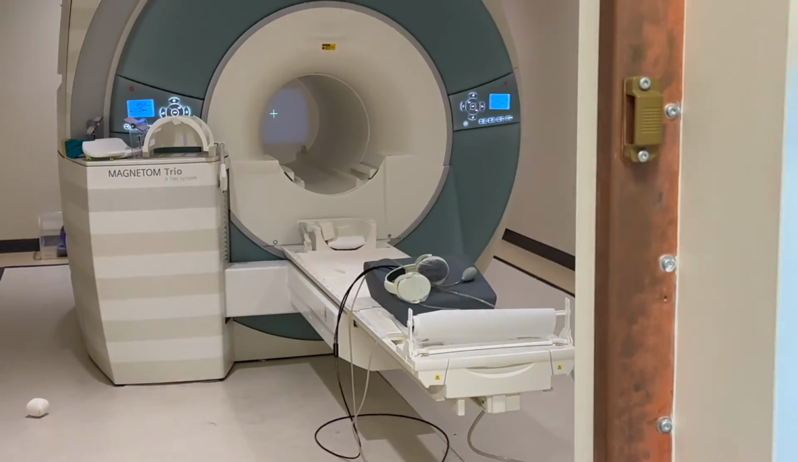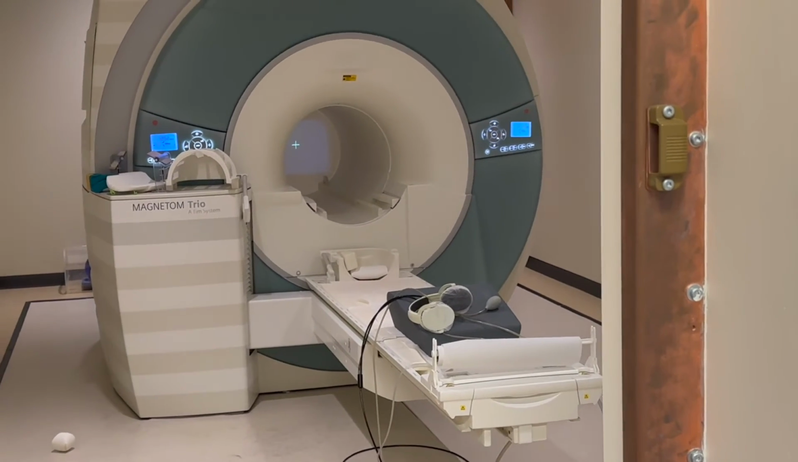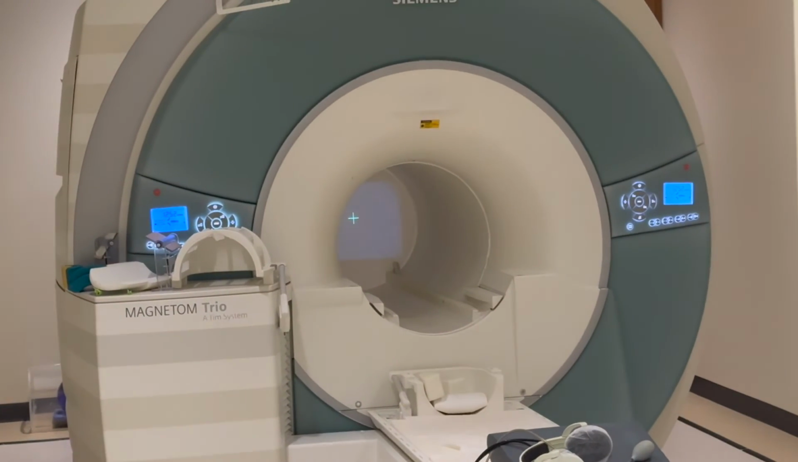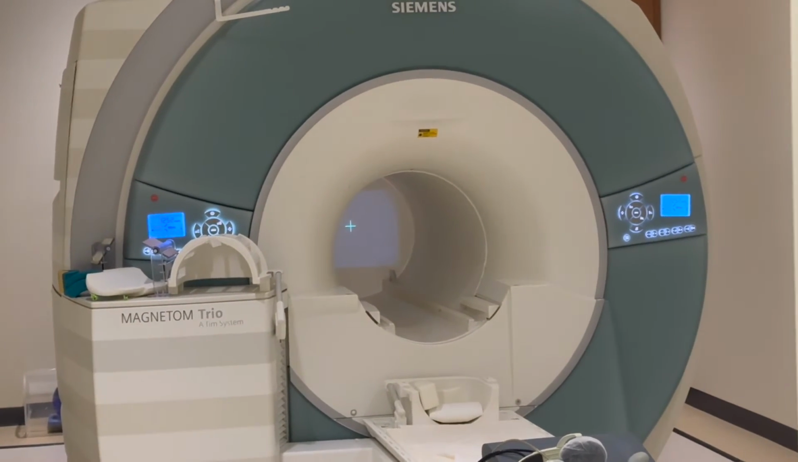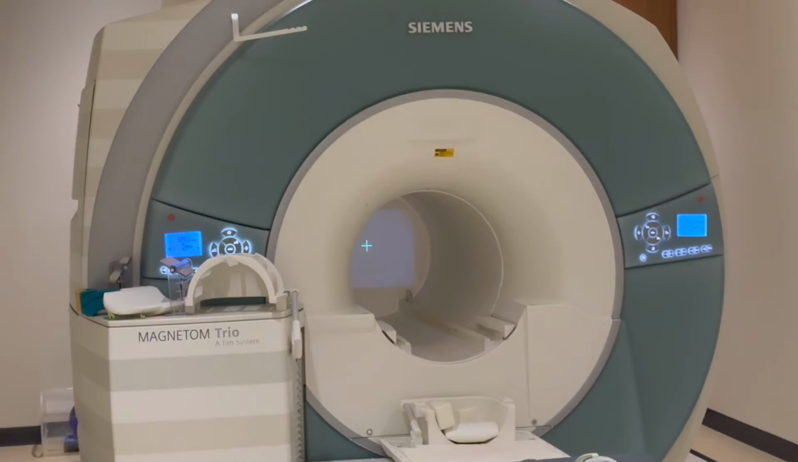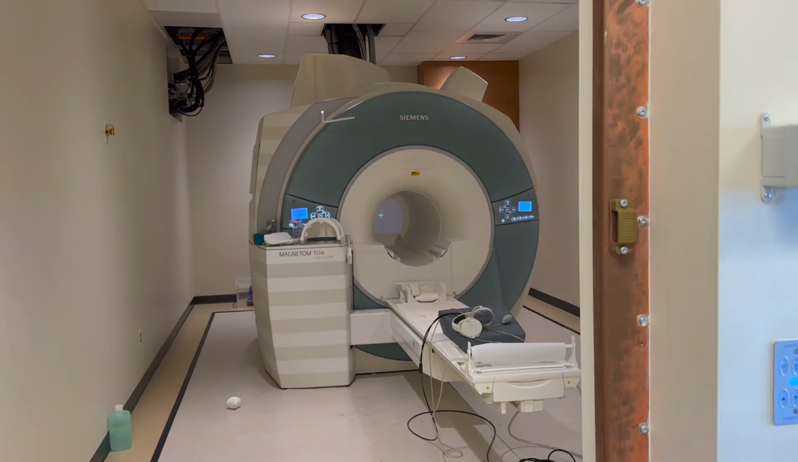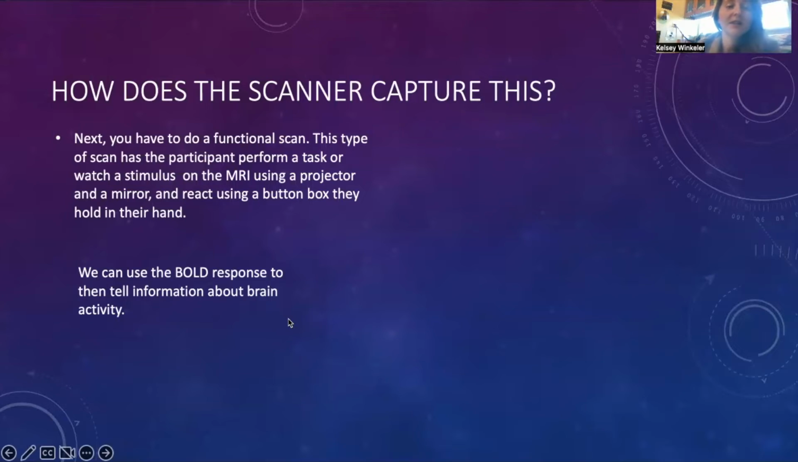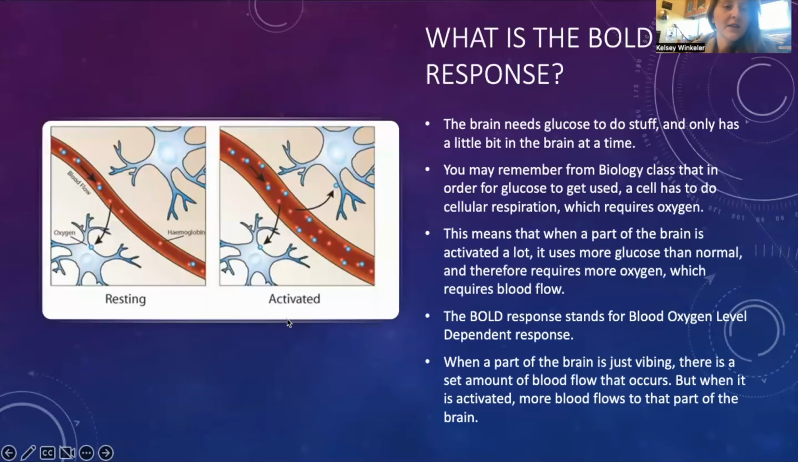So the person goes on this little gurney thing, gets loaded in. They go in there, they can use the mirror to see that little screen that's behind them on the scanner. And that's how it works. We can then use the BOLD response to tell what activity is happening in their brain during different parts of the task.